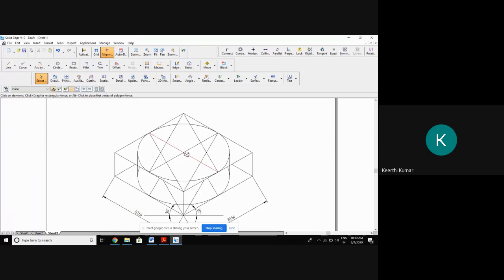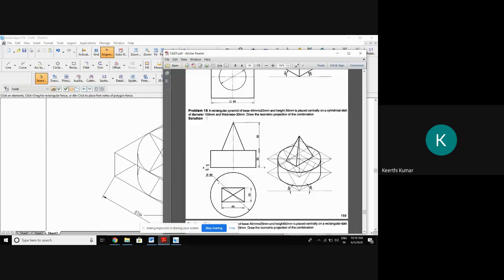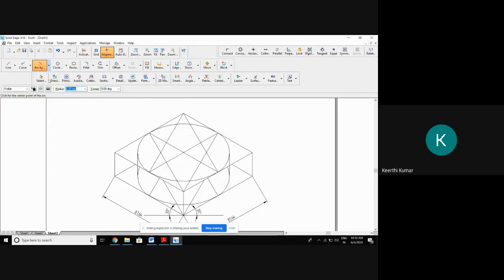From this center, I want to draw a rectangle now. What is the size of the rectangle I want? The rectangular pyramid of base 40 into 25. That means select the arc by center point method. From the center, you cut an arc of how much? 25 should be the total length of one side, no? So I'll take 12.5 into 0.8164. I'll cut an arc of that dimension here.